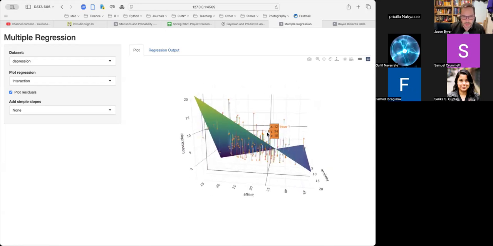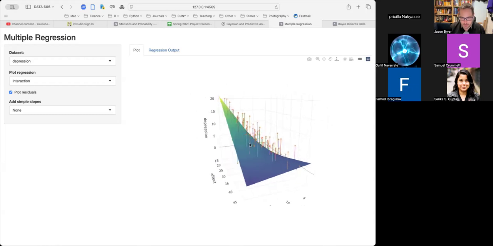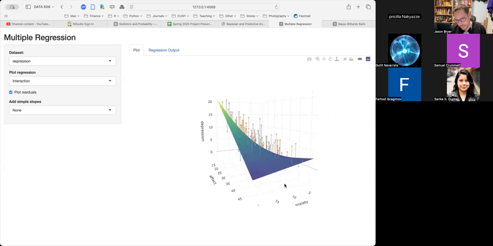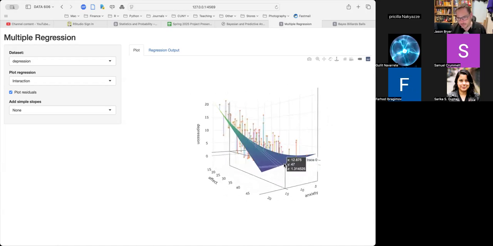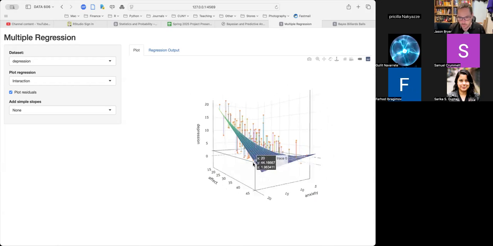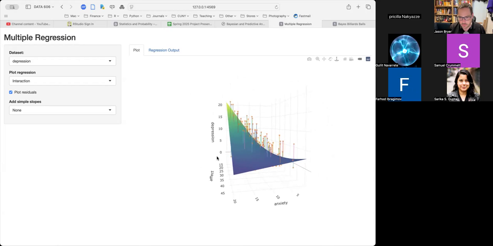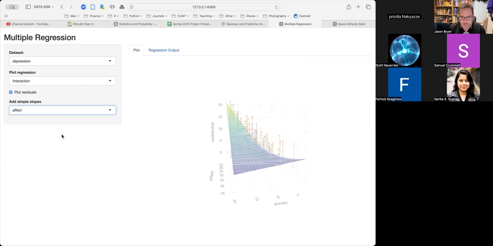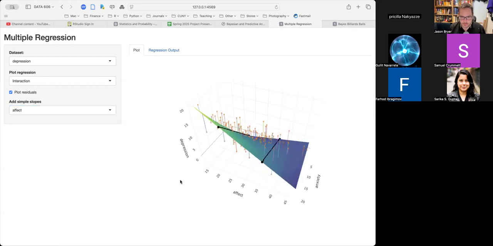And why would we want to do that? What I was trying to explain last week is that when affect is really high, anxiety has less of an impact on depression, whereas when affect is low, this is low anxiety, and as anxiety increases, depression is going to increase a lot. So if I pick here and add simple slopes, we would call this my moderator, and I want affect to be my moderator. I could draw these lines.